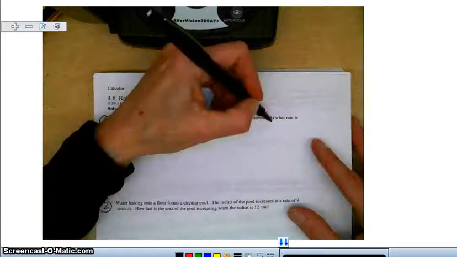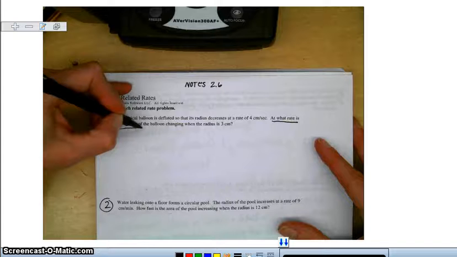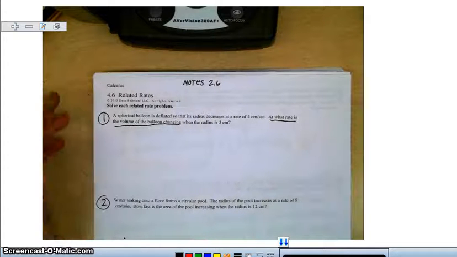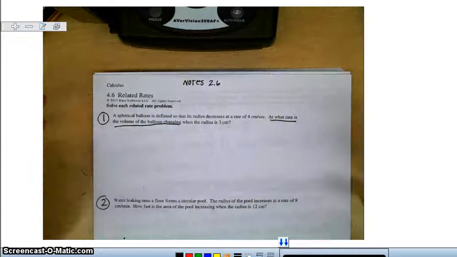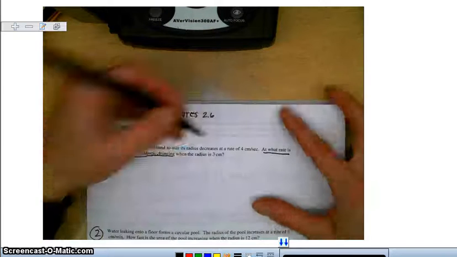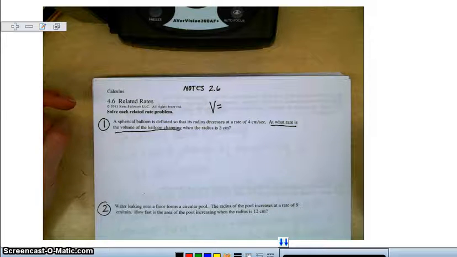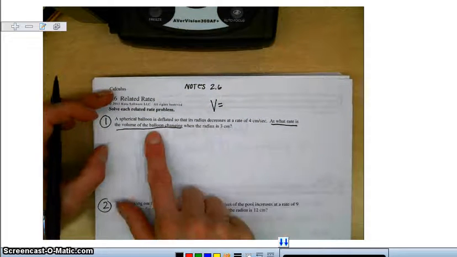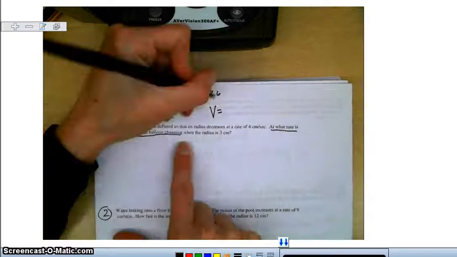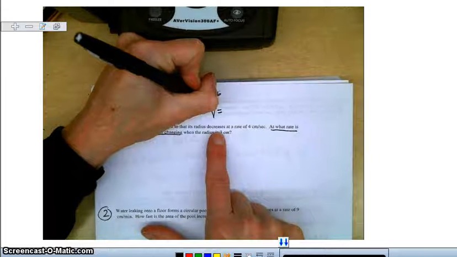It says, at what rate is the volume of the balloon changing? So, what quantity am I dealing with that's changing? The volume. So, I'm obviously going to be dealing with a volume equation of a balloon. Now, this V is not the rate of change. Okay? V just stands for volume.